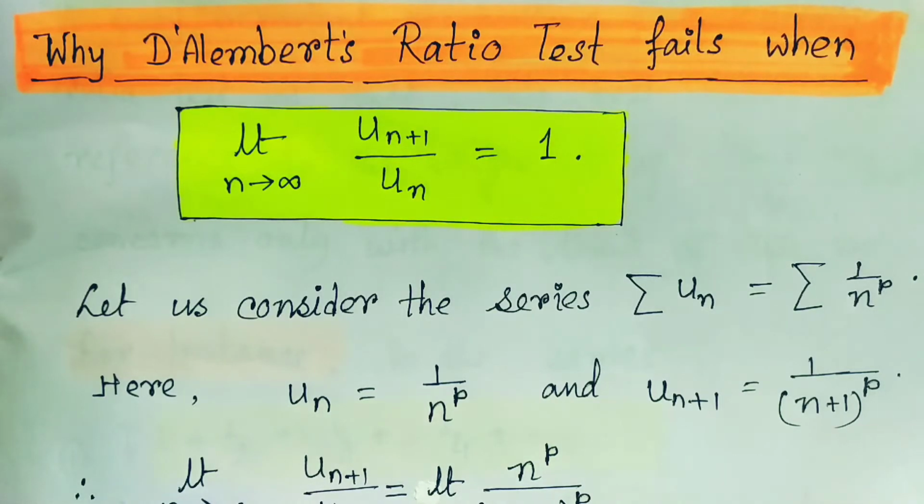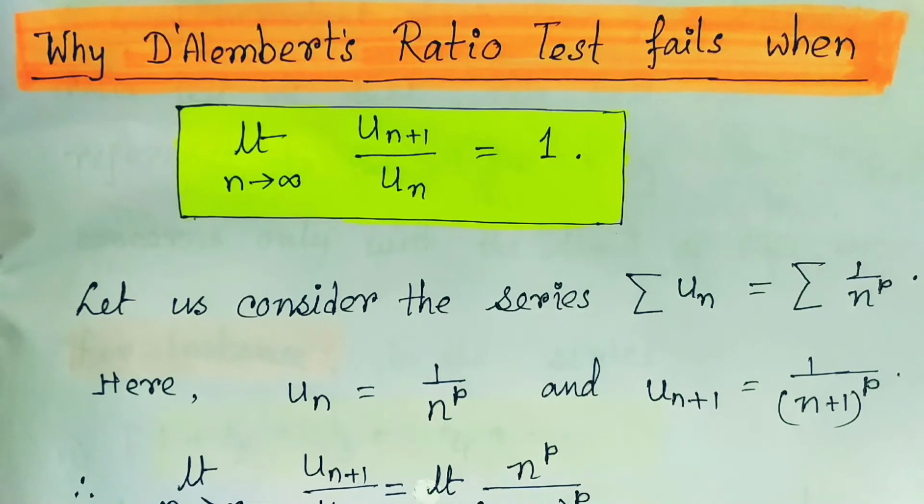In our previous video, we came to know what D'Alembert's ratio test is. There we said that when the limit as n tends to infinity of un plus 1 divided by un is equal to 1, then the test fails. Test fails means that at that point the given series may be divergent or convergent. But why this ambiguity occurs, we discuss with an example.